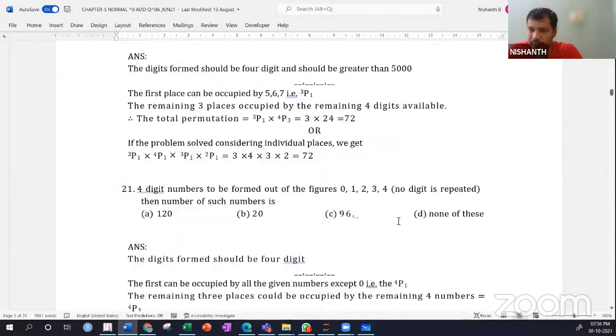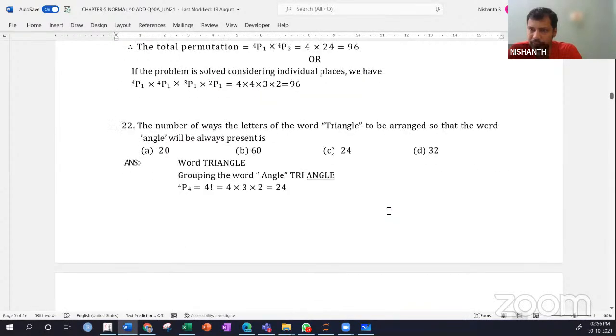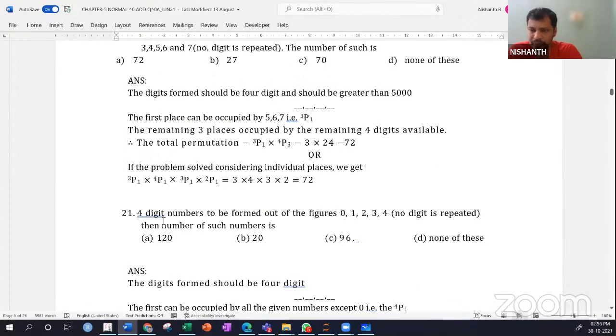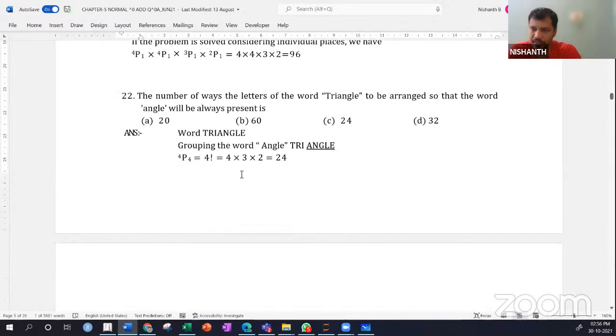Okay. So if you have solved this chapter completely, and if you have any doubts, you can ask me. And you should be careful when you are forming the numbers, particularly when you have this 0 figure here. So make sure that 0 doesn't come at the beginning. So you have to particularly eliminate it. Okay.